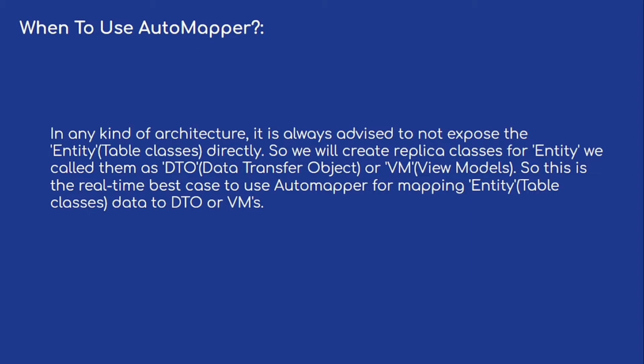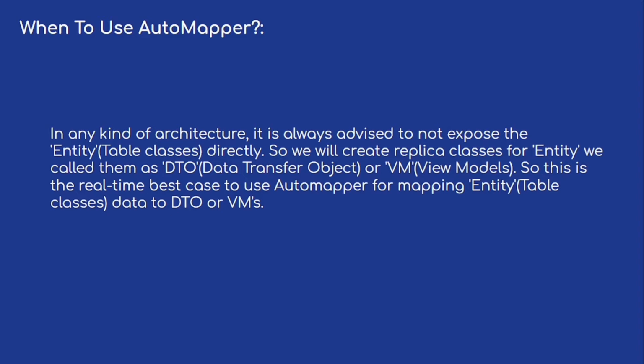So when to use AutoMapper? Here I am going to explain one of the best cases. In any kind of architecture, it is always advised not to expose the entities, that are nothing but table classes, directly. So in that case, what we will do? We will create a replica class of the entity. We call them DTOs, data transfer objects, or VMs, view models.